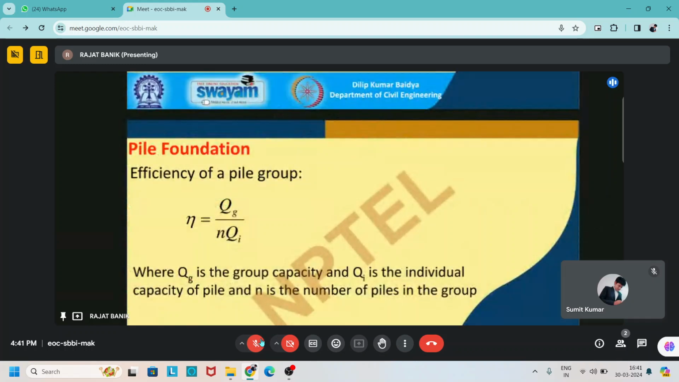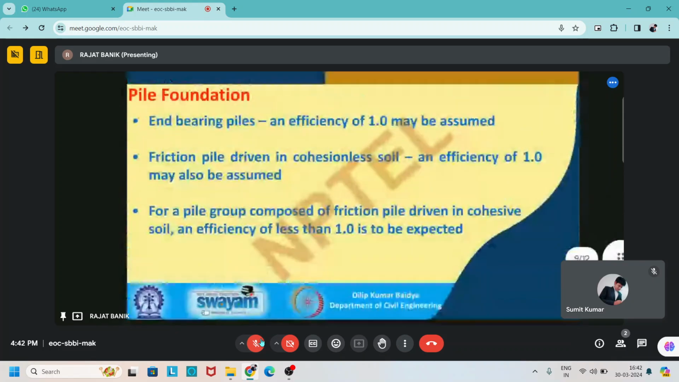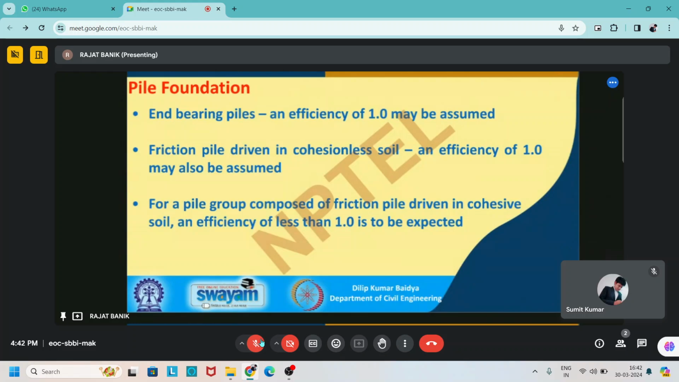Now there is the efficiency of group piles. The efficiency of a group of piles is denoted by eta, which is equal to the total capacity of the pile group divided by the number of piles in the group times the capacity of a single individual pile. If we use end bearing piles, the efficiency is equal to 1, we assume. If we use friction piles driven in cohesionless soil, the efficiency is equal to 1, we assume. If the piles are friction piles driven in cohesive soil, the efficiency is less than 1, we assume.